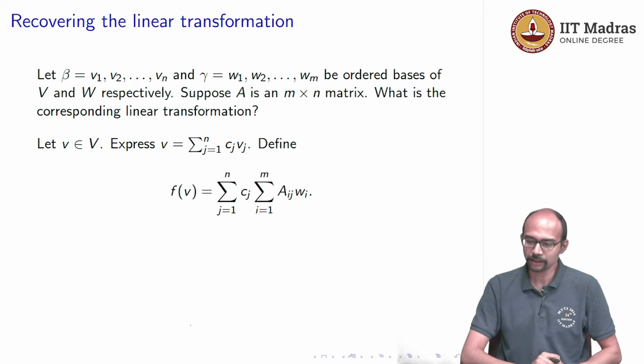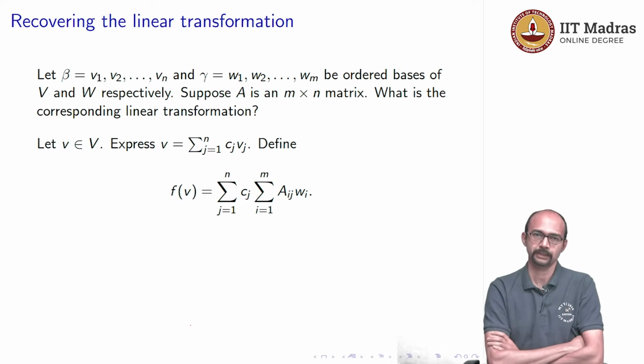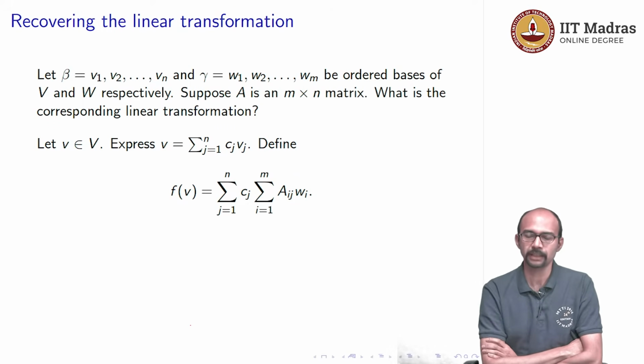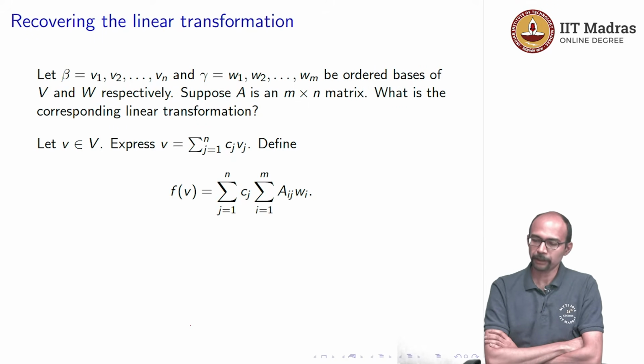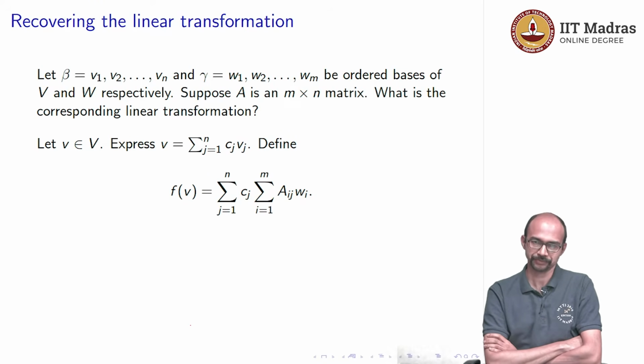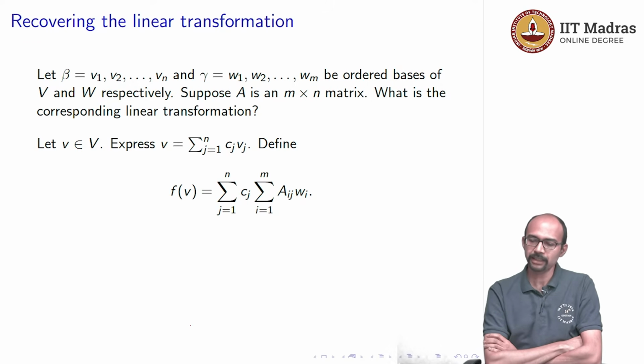So, here notice that this is slightly different from what we have done before. In our previous construction, we specified values for f of v1, f of v2, f of vn, and then we said you can extend this to a linear transformation. Now, we a priori have not specified the values of f evaluated on v1, v2, vn. Instead, we have specified an ordered basis w1, w2, wm, and we have specified a matrix A.